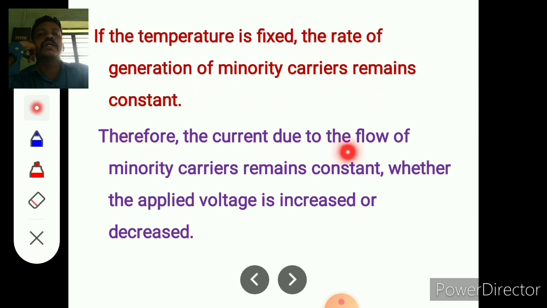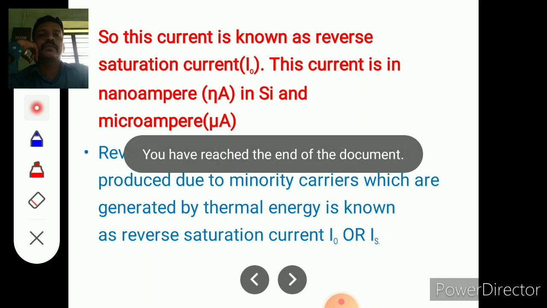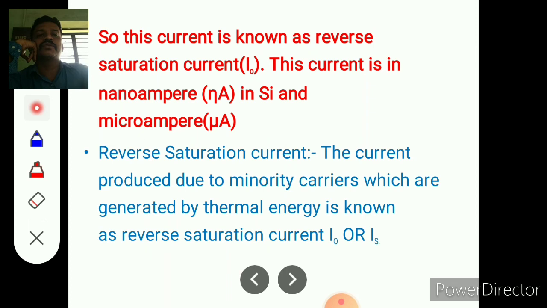Therefore, the current due to the flow of minority carriers remains constant, whether the applied voltage is increased or decreased. So that current is known as reverse saturation current. This current is in nanoampere in silicon and microampere in germanium. The reverse saturation current, the current produced due to the minority carriers which are generated by thermal energy, is known as reverse saturation current, I0 or IS. So this is the reverse saturation current which we see in the reverse bias.